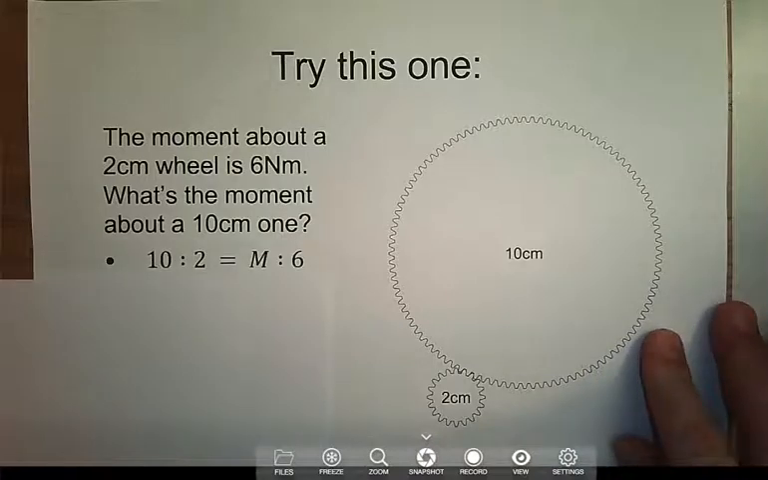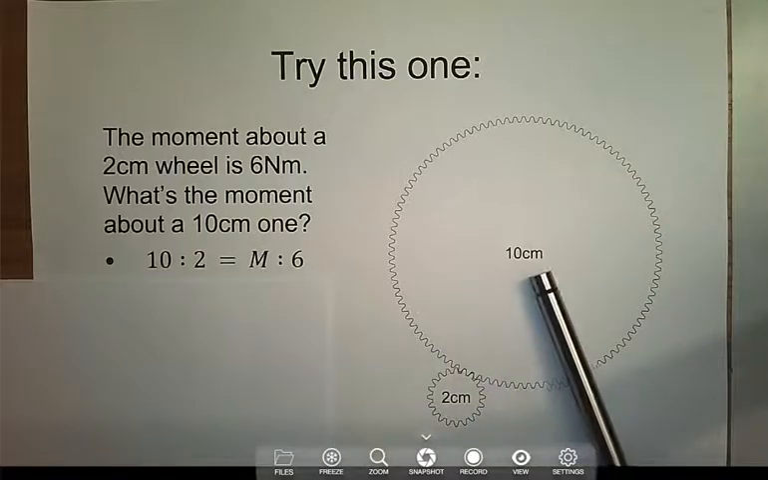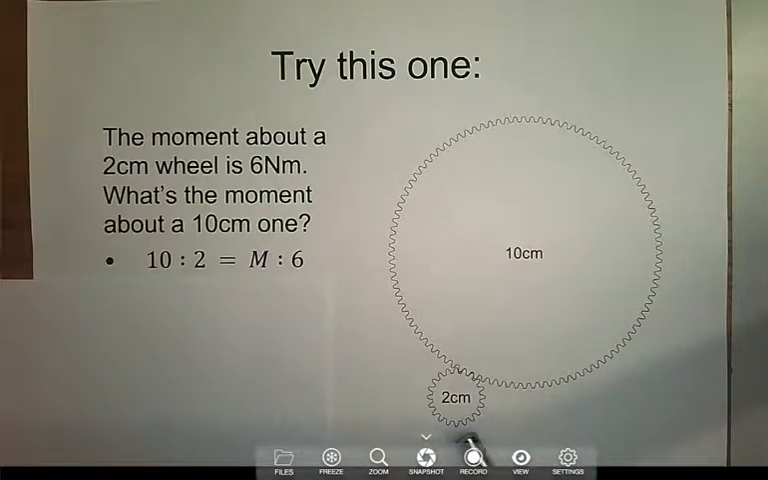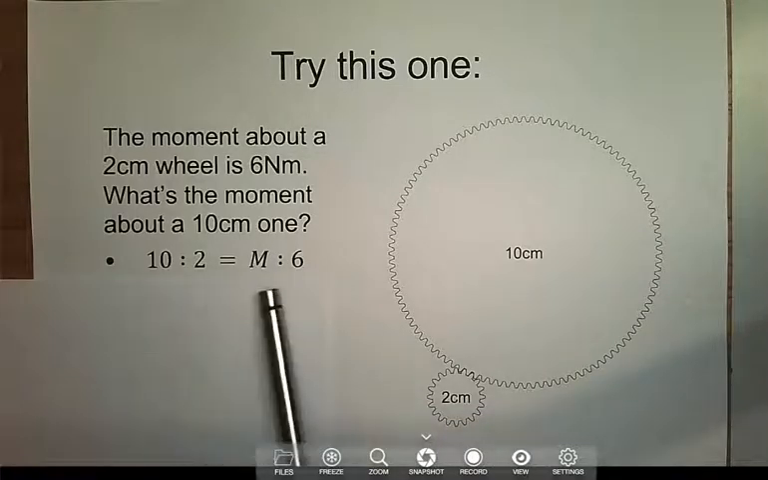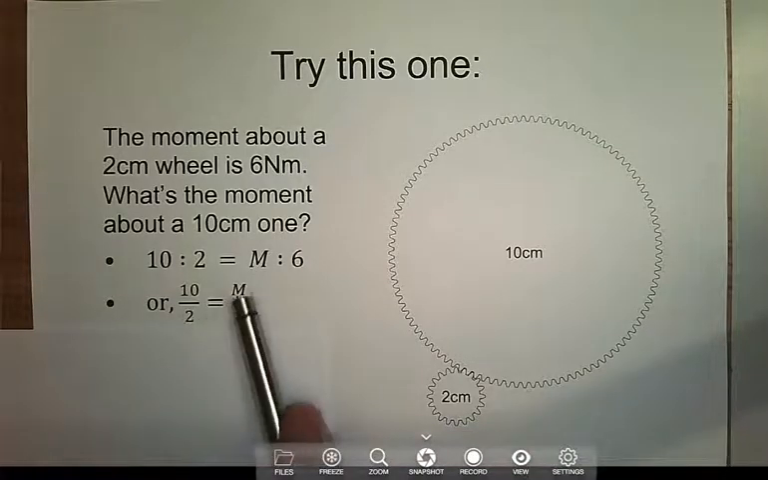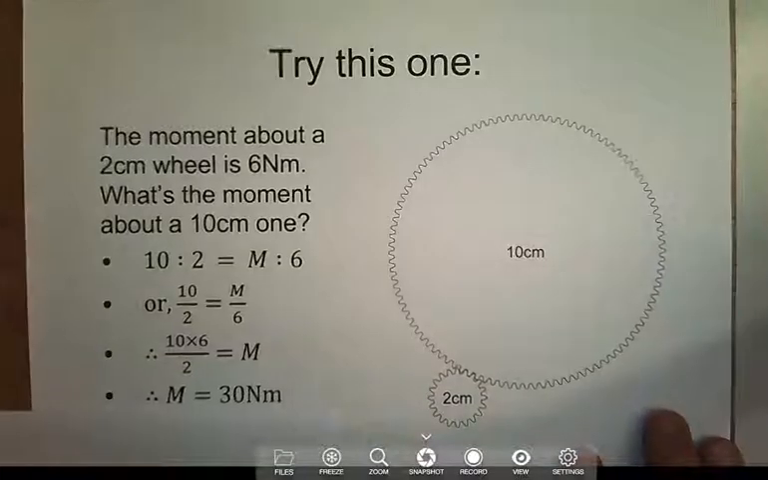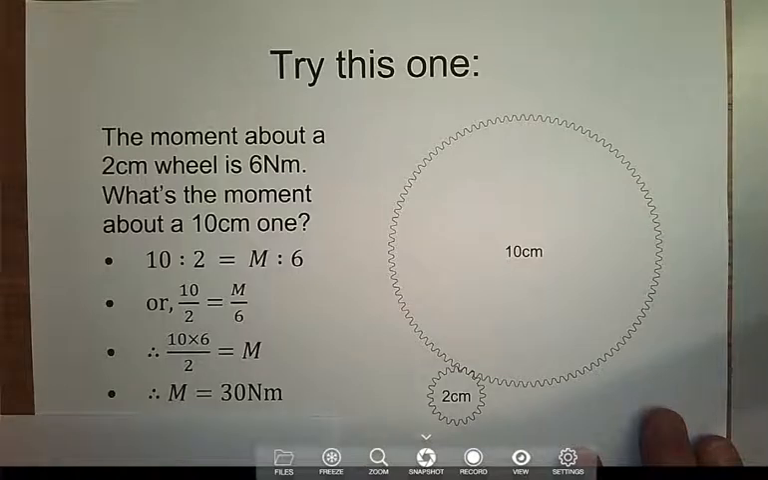Here we go. Well, we know that the teeth ratio is 10 to 2. Sorry, the size ratio is 10 to 2. We don't know what the moment is of the 10 centimetre one, but we know the small wheel has a moment of 6 Newton meters. So we know that the ratio can look like that. Substituting in, we've got 10 over 2 equals M over 6. Rearranging gives us a moment around the 10 centimetre wheel of 30 Newton meters.